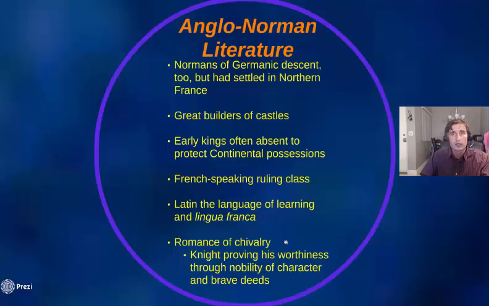And it's a French-speaking ruling class, so if you were in the lower classes, there would be some more vernacular English, Old English, developing towards Middle English, especially when we get to Chaucer, while the aristocracy was speaking French. Or they would also be speaking Latin, the language of learning and the language of trade, which is what lingua franca is. So tales of chivalry and romance, and those tales include things like a knight proving his worthiness through nobility of character and brave deeds, which you'll definitely see in Sir Gawain and the Green Knight. That comes from the Anglo-Normans.